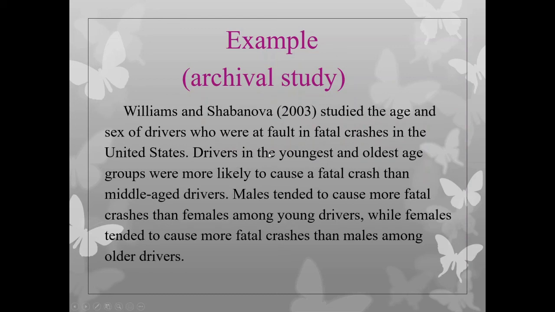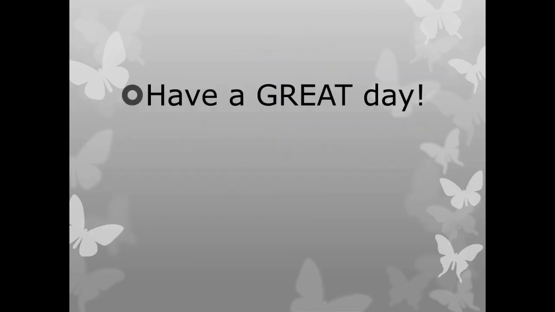What did they find? They found that drivers in the youngest and oldest age groups were more likely to cause fatal crashes, and so on. They break it down by males and females. So this is just a quick rundown of how you can give a review of an entire article in one paragraph, and you can end up putting these paragraphs together to create a literature review. I hope that helps, and I hope you have a great day.